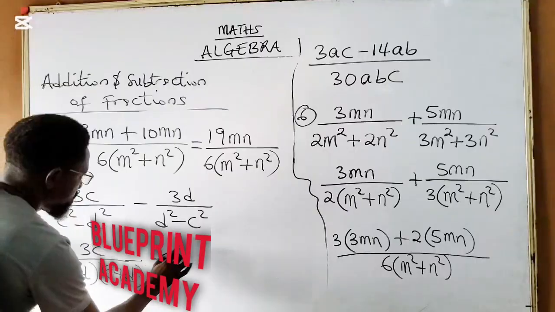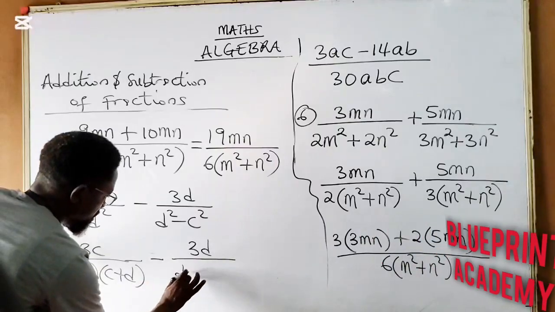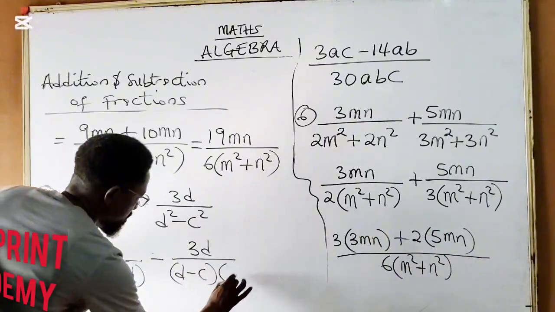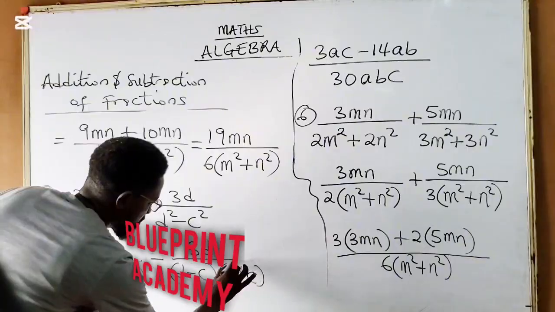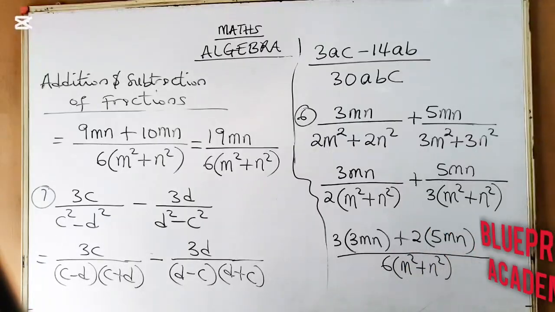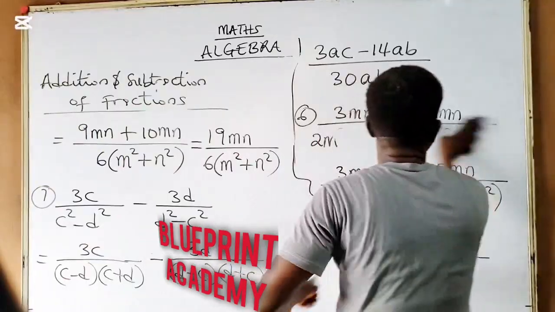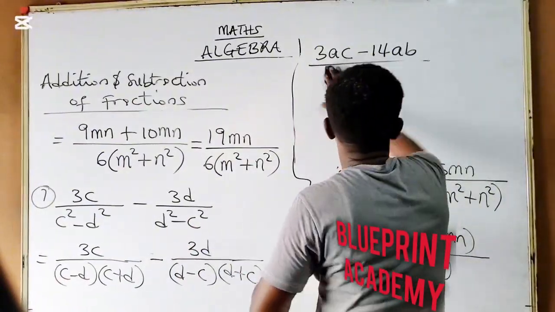The minus, we have 3d. This one is d minus c, then d plus c. Now d plus c is the same thing as c plus d. So now let's bring out the LCM.